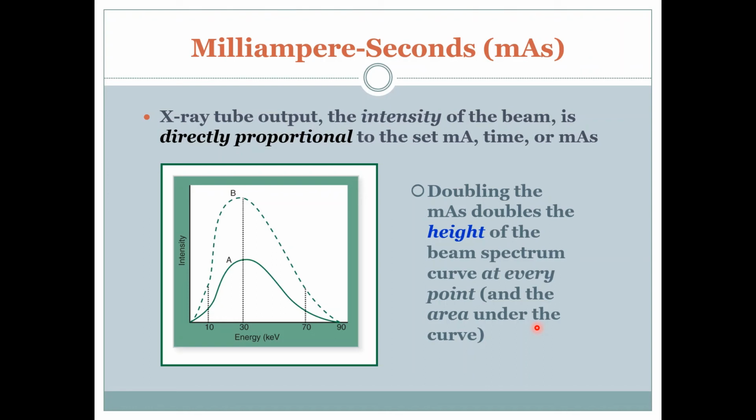So shown here graphically, the height of the bell curve doubles in height when we, for example, double the mAs, or double the mA, or double the time. What doesn't change, importantly, is the average energy of the X-ray beam.